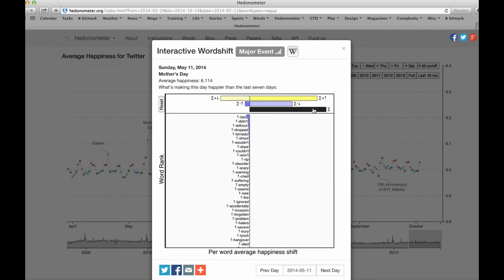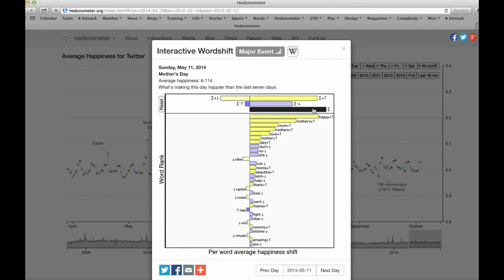You can go back to the view of all of the words being ordered by the magnitude of the change that they contribute. So these positive words being used more are the most significant ones, and then there are a few negative ones that are being used less that help. Everything on this side is making Mother's Day a more positive one. Everything on this side is kind of going against the grain.